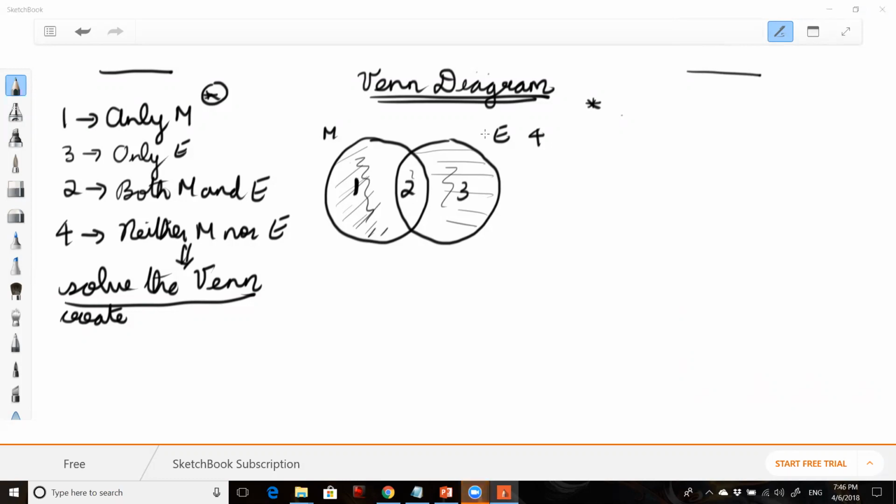Perfect. Fine. So I want your interaction here. My first statement is, how many students have passed math? Or be more specific, what region or regions represent the students who have passed math?